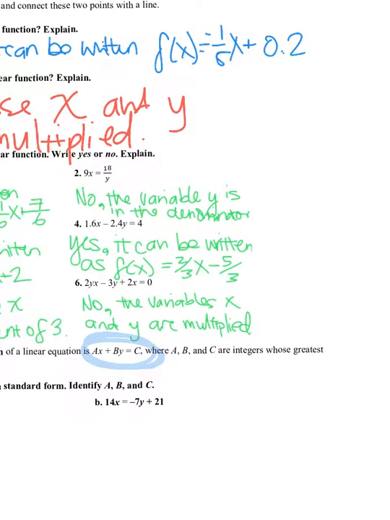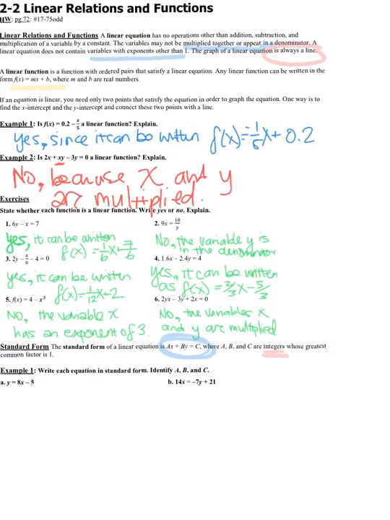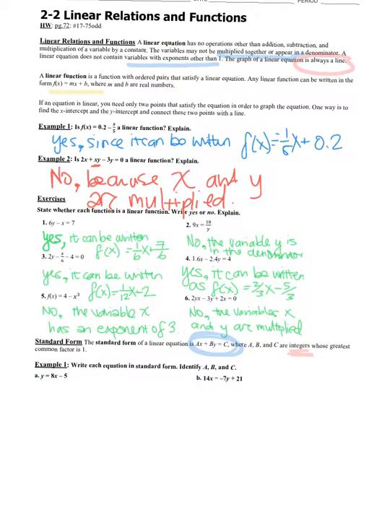Now, a, b, and c all have to be integers, and that's super important. So it can't be a decimal, it can't be a fraction. Also, they need to be numbers whose greatest common factor is equal to 1 between those three. So it can't be like a is 2, b is 4, c is 6, because then their greatest common factor would be 2.